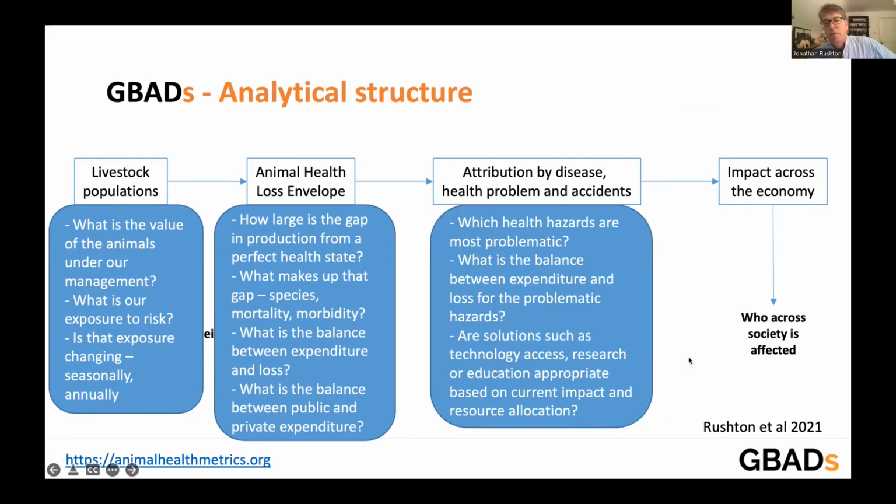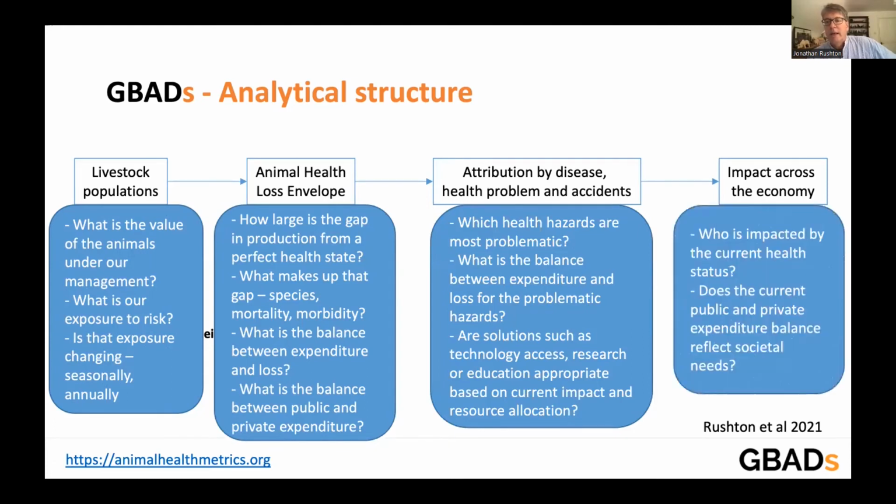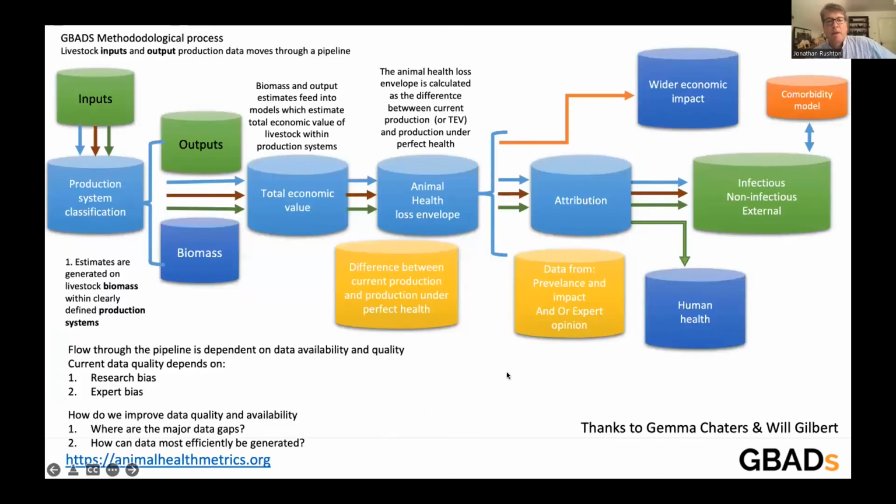Which are the most problematic problems do we have? And are we balancing the expenditure loss and the loss in production with our problematic hazards? And I suppose the final question is, again, coming back to that question I posed before, do we have our current public and private expenditure balance that reflects appropriately the societal needs we've got at this particular point in time?